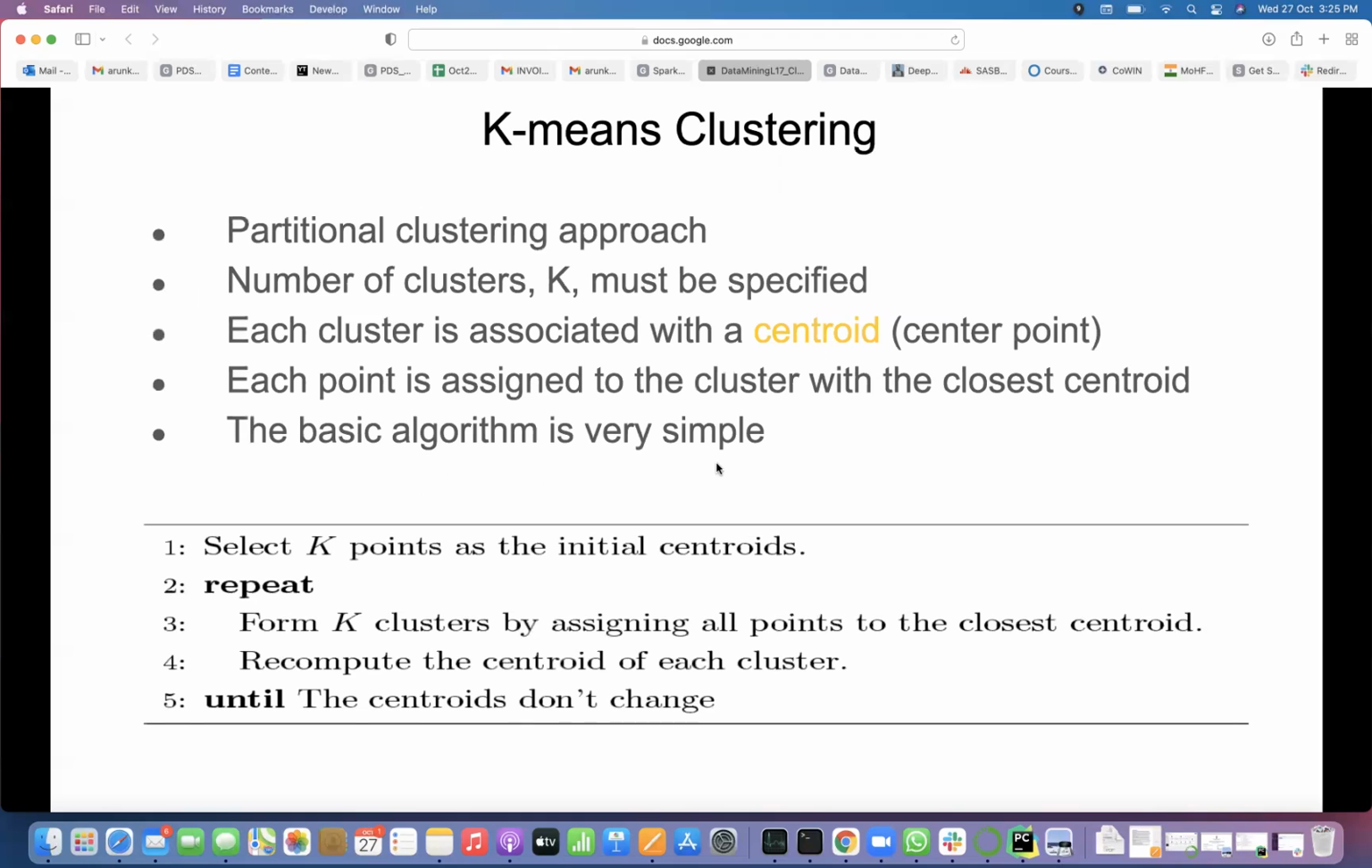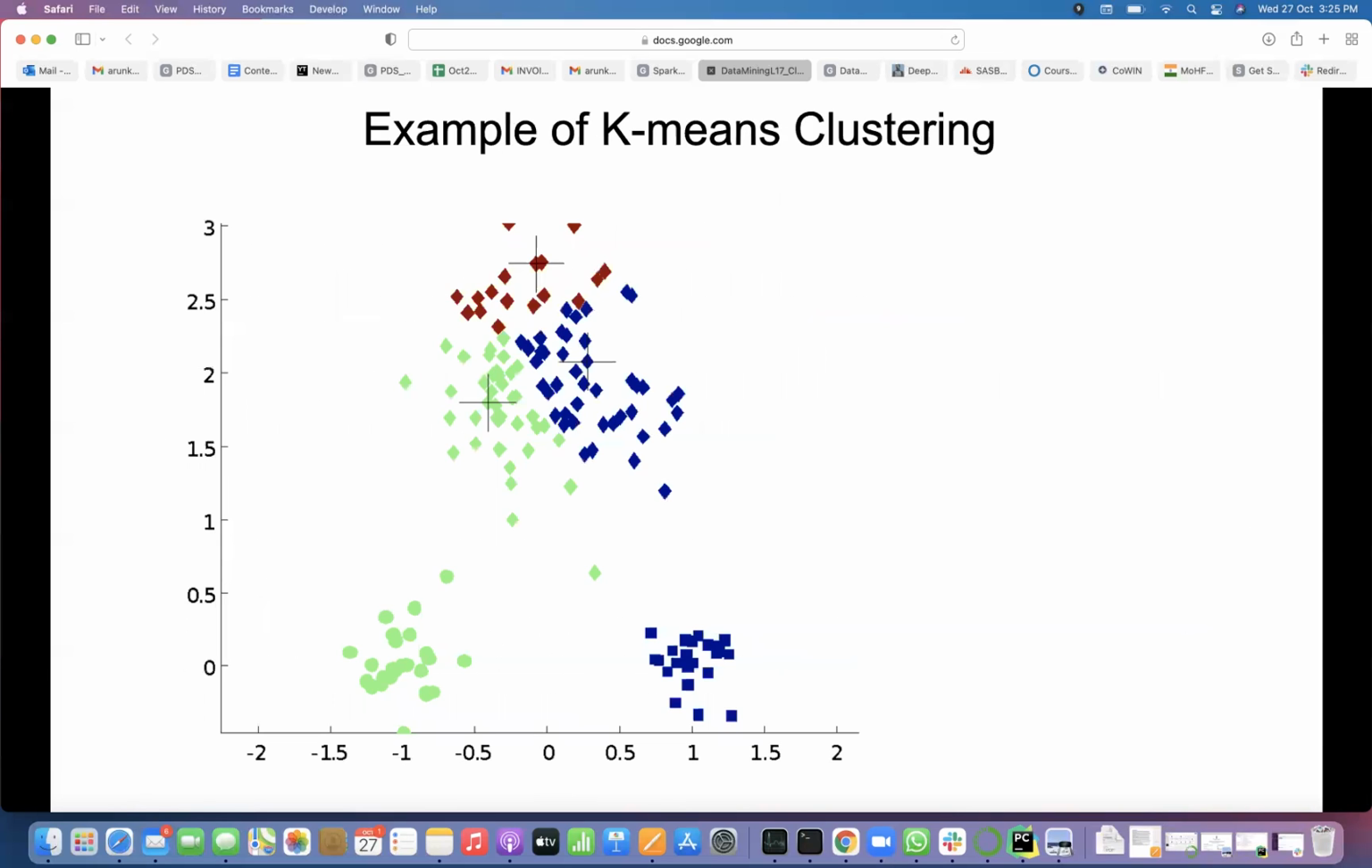The basic algorithm is very simple. Select k points as the initial centroids. Repeat: form k clusters by assigning all points to the closest centroid, then recompute the centroid of each cluster, until the centroids don't change. When you make k-means clustering, you start with 3 points, the pluses here. Then you get 3 clusters: green, blue, and red.